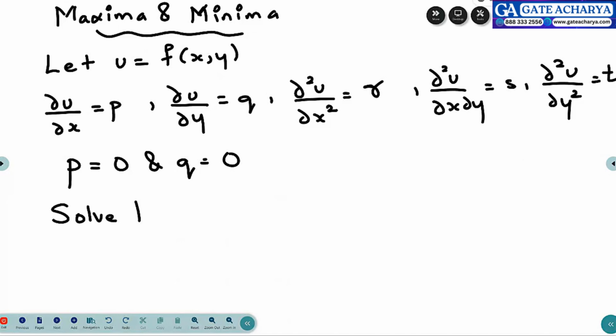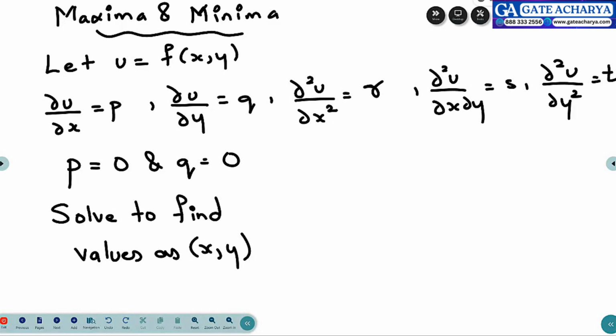Solve to find the values as some points. Here the points will not be a single value of x, but x comma y. It will be a point, right? So it will be x comma y. So these are what you get when you equate the first order to 0. What is that point called? Critical point. So this is the location of the critical point.